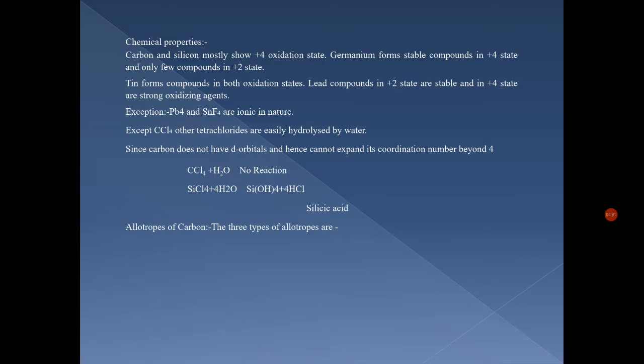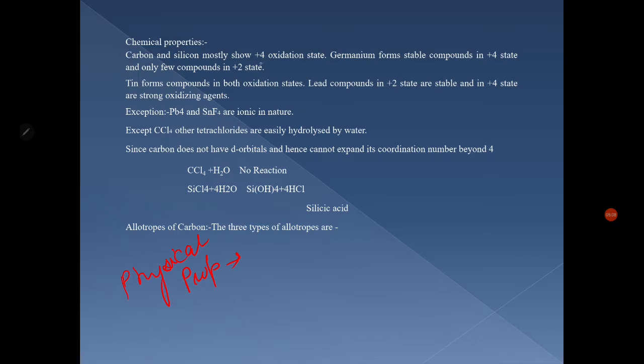Now we will talk about some physical properties. All group 14 members are solid. Carbon and silicon are non-metals. Germanium is a metalloid. Tin and lead are soft metals with low melting points. Melting points and boiling points of group 14 elements are much higher than those of the corresponding elements of group 13.